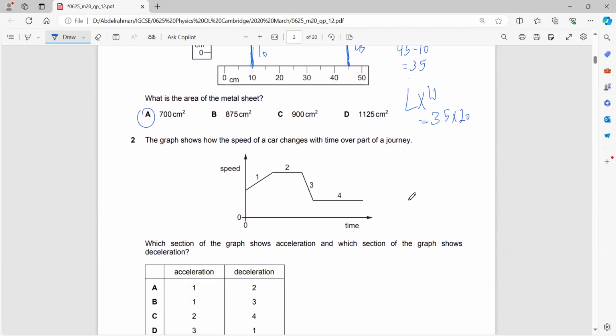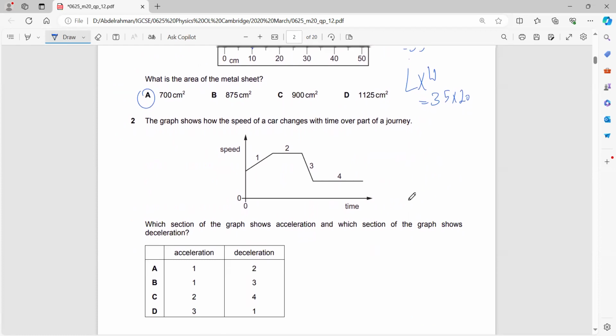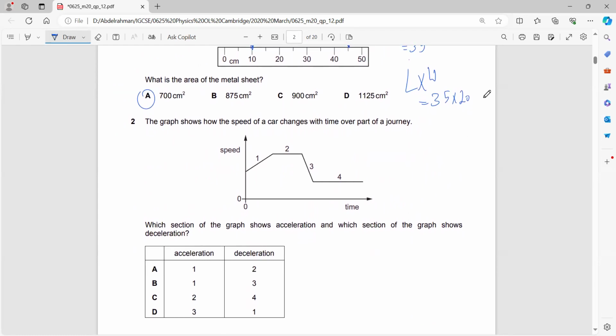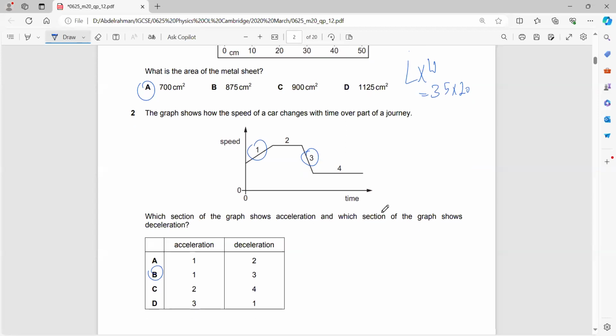Question 2. The graph, which section of the graph shows the acceleration? Which section shows deceleration? Which of these sections is acceleration? Which of them is deceleration? Quite easy. Acceleration is 1 and deceleration is 3. Speed time graph: increasing speed and decreasing speed.